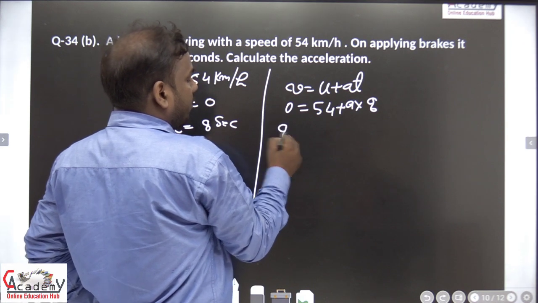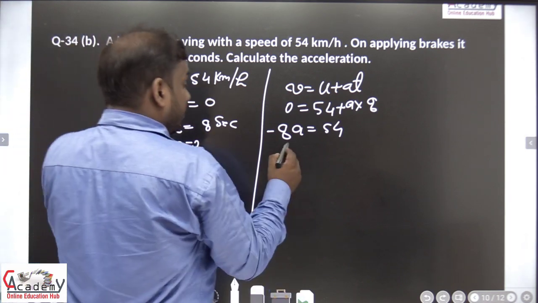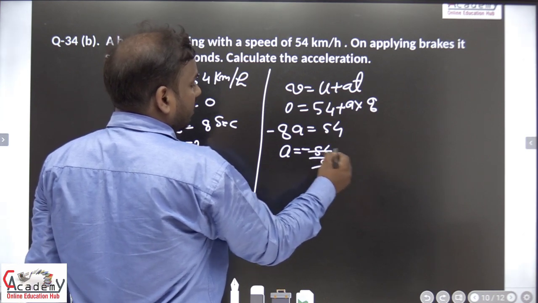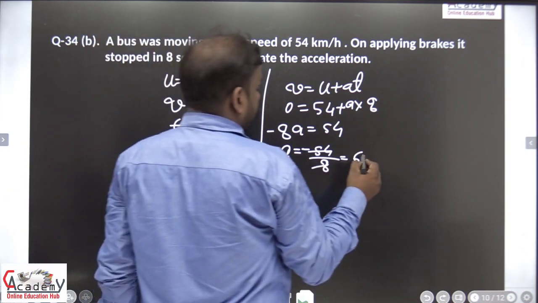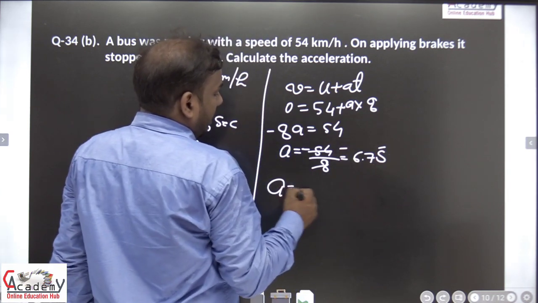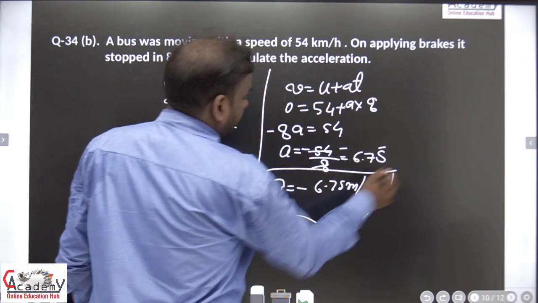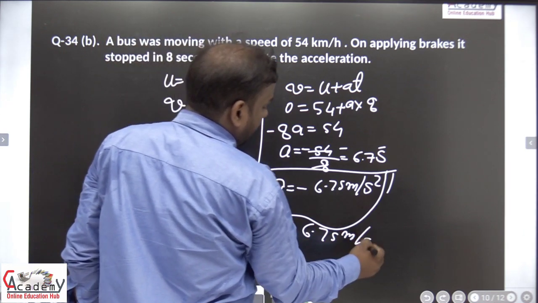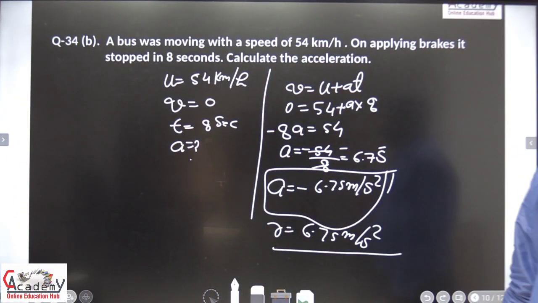Then we got here minus 8a is equal to 54. Then we got a is equal to minus 54 divided by 8. 8 6s are 48 and 0.60. 8 7s are 56. Acceleration is negative 6.75 meter per second square. Or we can write here, the negative means retardation, 6.75 meter per second square. Is that clear? That is your question number 34B.